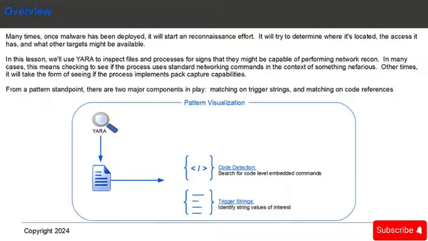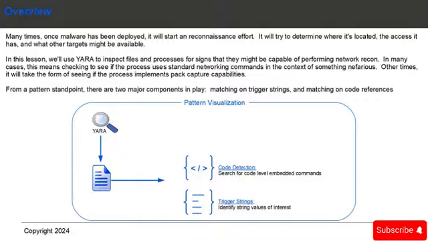It's going to try to look around, determine where it's located, the access that it has on the system that it's been installed to, and what other targets might be available. And that's what this lesson is going to be built around. We're going to use Yara to inspect processes and files for signs that they might be capable of performing network recon.